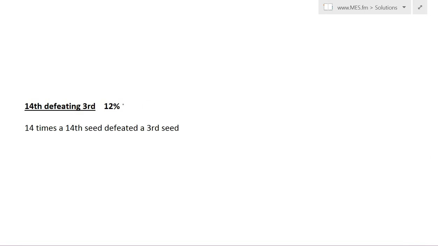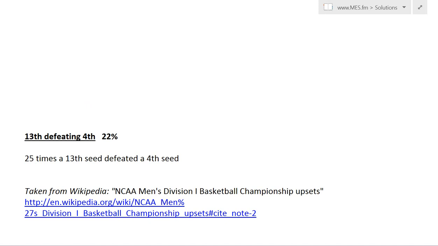This one over here, 14th defeating 3rd, 12%. And then this one, 13th defeating 4th, 22%. So these are the types of things that you can use to increase your chance of making a perfect bracket. This was only for the first round. You can do that for the second, the third, different kinds of trends, and that'll really improve your chance.